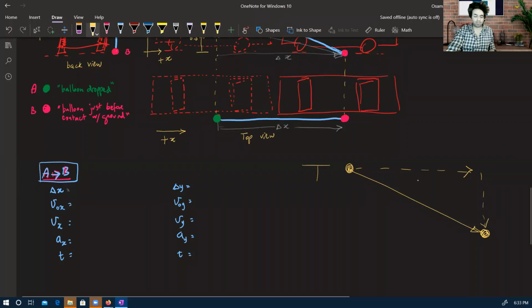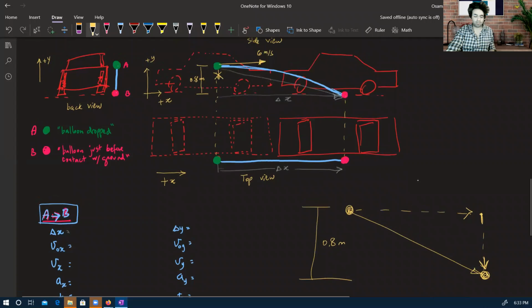Now I know that this height is 0.8 meters, because that's how far above the ground it is released. So my displacement in the Y direction is pointing down at 0.8 meters. We've agreed that anything pointing up, I'm going to call positive. Because it's pointing down, I'm going to call that negative 0.8 meters. It started up and ended down. The horizontal component of the displacement is pointing in the positive X direction, but I don't know how big that is.